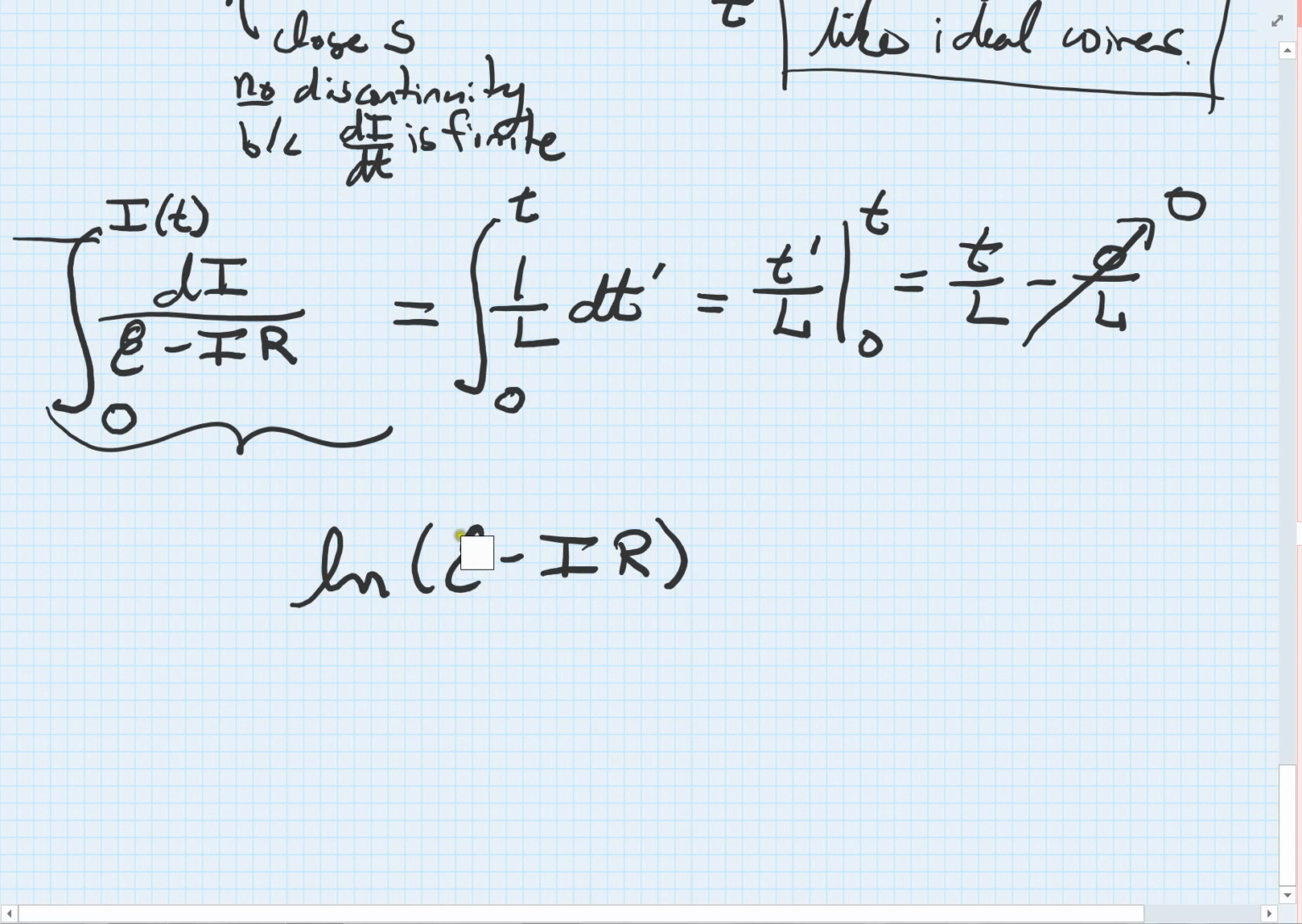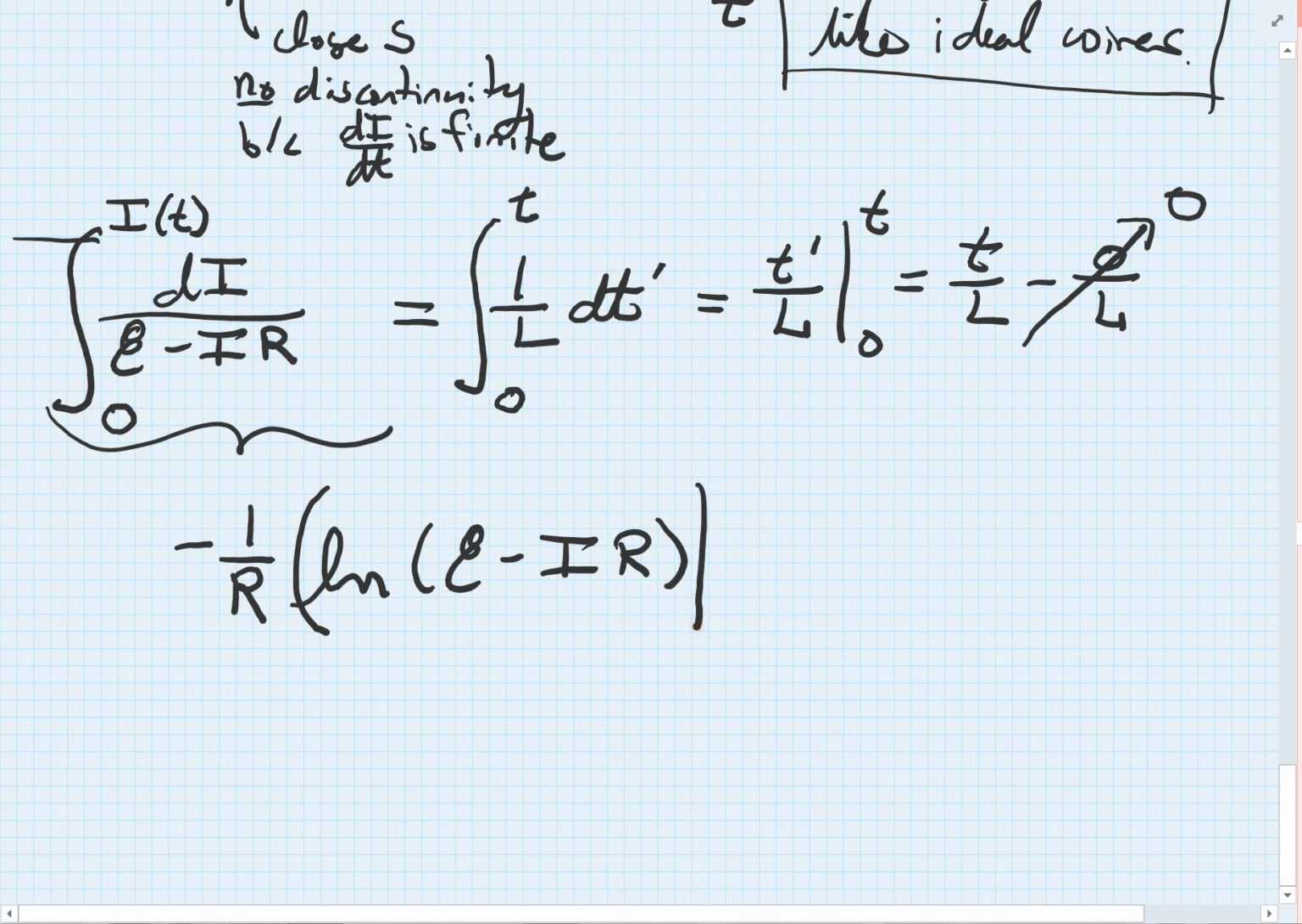But when I take the derivative of this with respect to current, I get an additional factor of minus R, which I don't want. So to get rid of that, I have to multiply by minus 1 over R. And finally, this has to be evaluated between 0 and the current I. Minus 1 over R is just a constant, so I can factor that out.